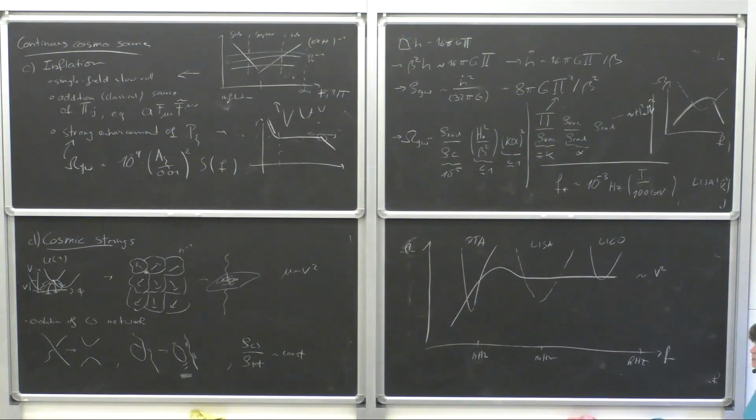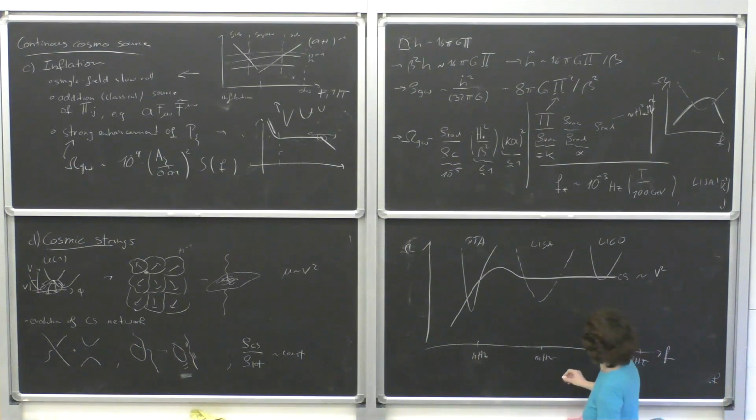Okay, so let me wrap up by just giving you an idea of what the other signals were, right? So this was the cosmic string. One example of the cosmic string signal, right? The amplitude scales with V squared. Then a phase transition, right? I mean, it depends on your parameters, right?